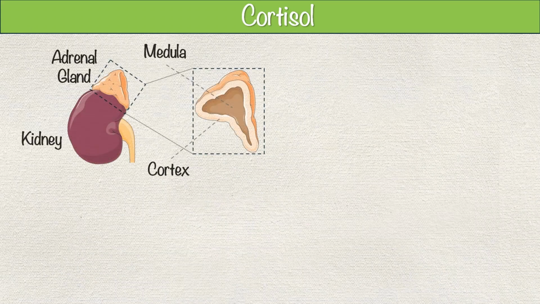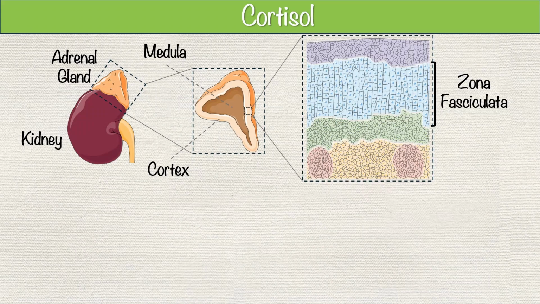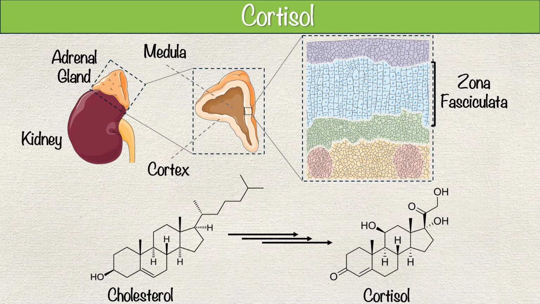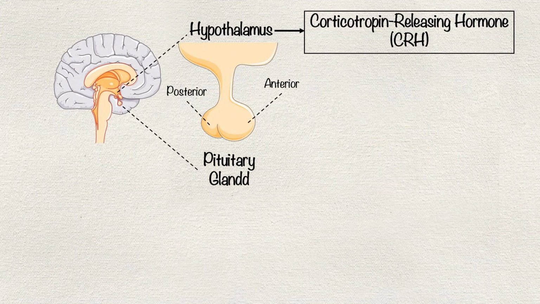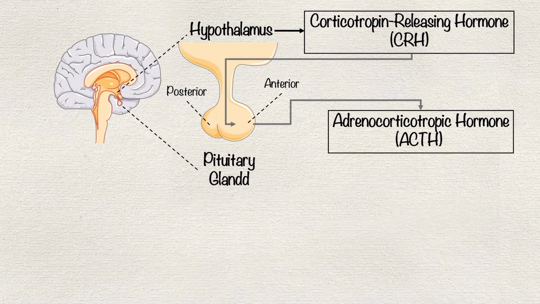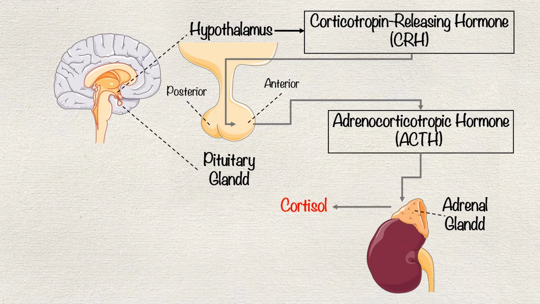Cortisol synthesis occurs primarily in the zona fasciculata of the adrenal cortex. It's derived from cholesterol through a series of enzymatic reactions. The process is initiated by the release of corticotropin-releasing hormone, CRH, from the hypothalamus. CRH stimulates the anterior pituitary to secrete adrenocorticotropic hormone, ACTH. ACTH then acts on the adrenal cortex to enhance cortisol production.